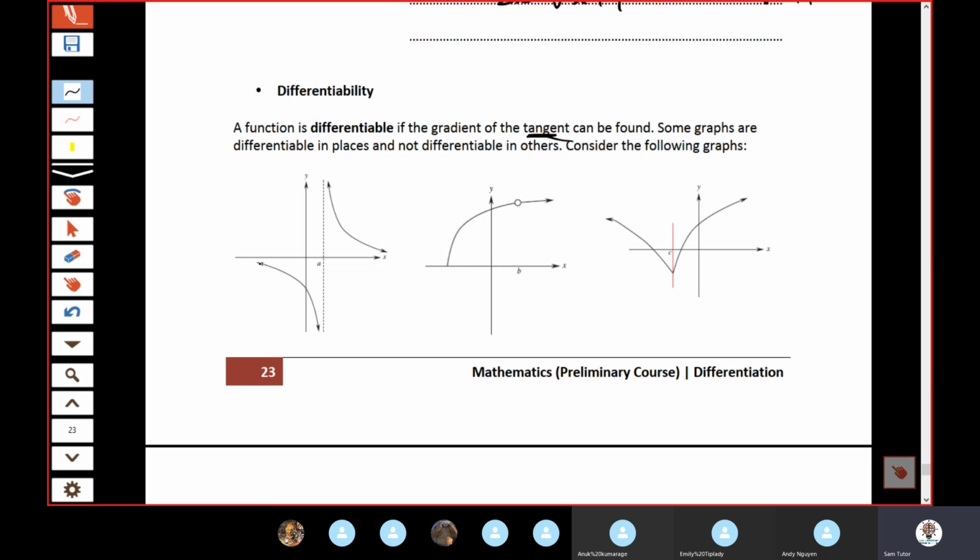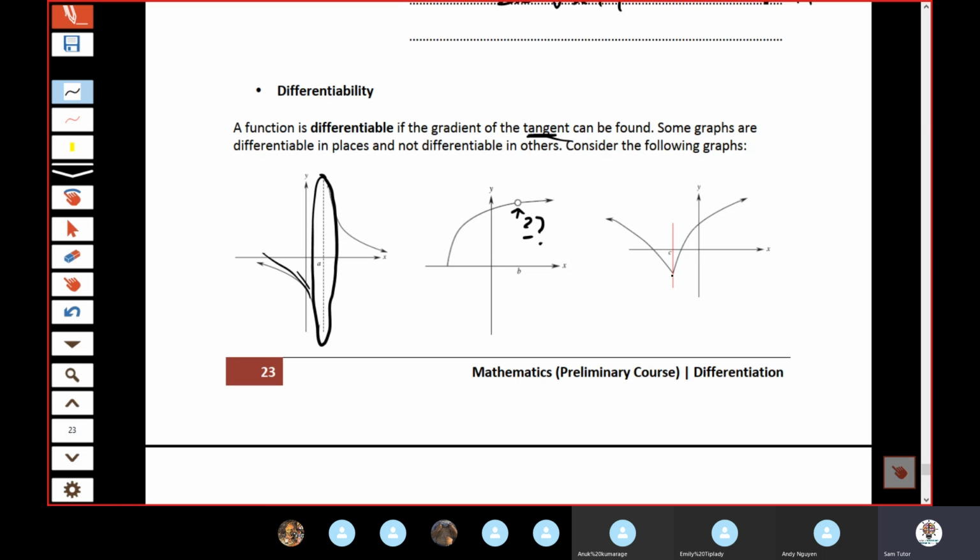So consider the following. You can find the gradient of all this. We can find the tangents, tangent, tangent, tangent. But eventually, once you get to here, there's a break. So you can't actually differentiate this. Again, you can differentiate, differentiate, differentiate, and then here, well, it's an open circle, so you can't differentiate that. It's not including that section.